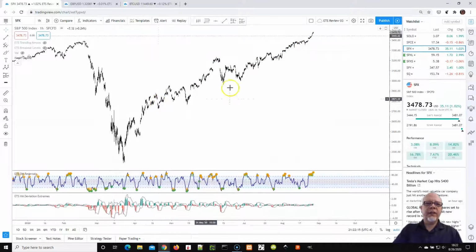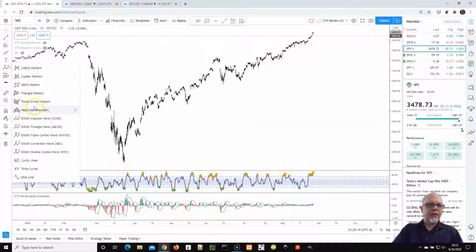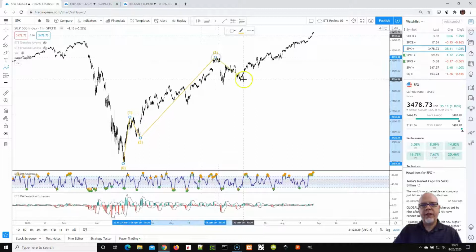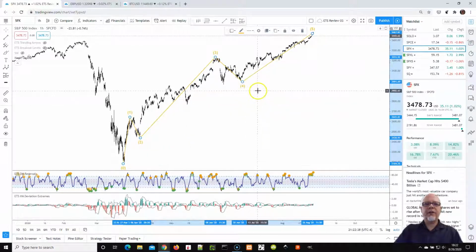Or we could say, no, this kind of looks like an impulsive move. So probably something like this. Either 1, 2, 3, 4, which means that this is 5. That would really indicate that we are pretty close to a corrective move that should just take all of this back down again.